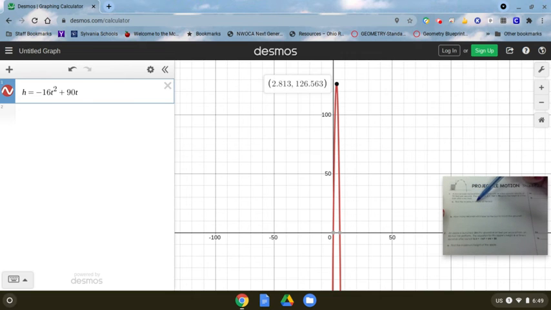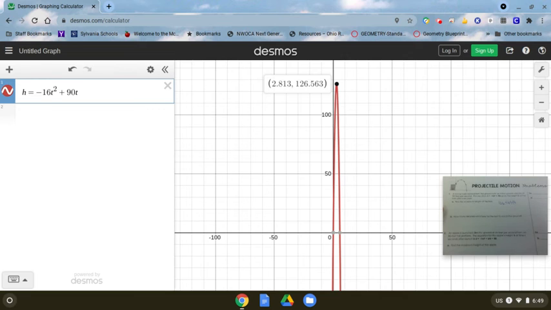It says, find the maximum height of the ball. The maximum height is 126.563 feet. It actually took 2.813 seconds to get there, but that's not what they asked me. It says find the maximum height of the ball.